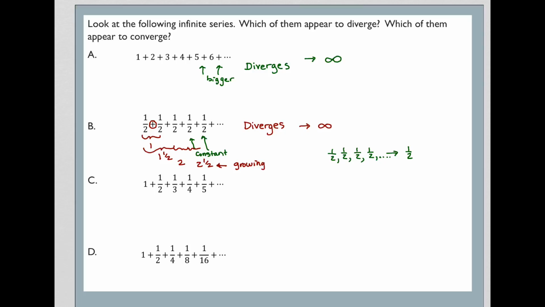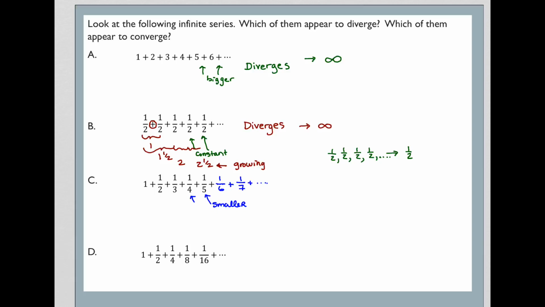All right, example C. So far, so good, right? Example C: 1 plus 1/2 plus 1/3 plus 1/4 plus 1/5 plus... This time, our terms are getting smaller. Each time, I'm adding a smaller term. The next terms would be 1/6, and then 1/7. So the terms are growing smaller. But the question is, are they growing small fast enough?